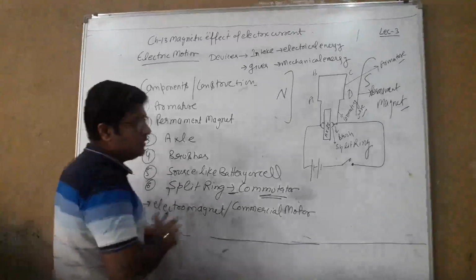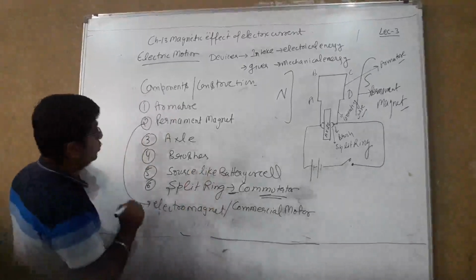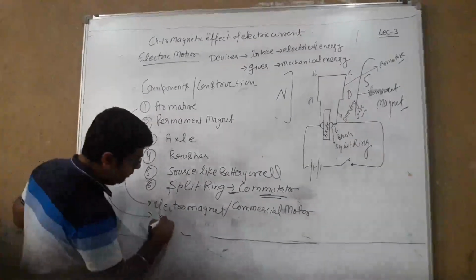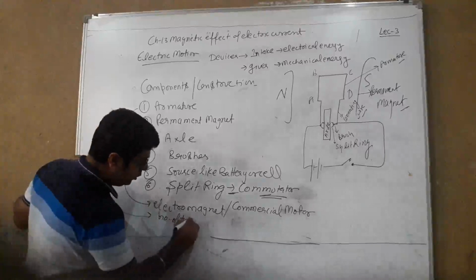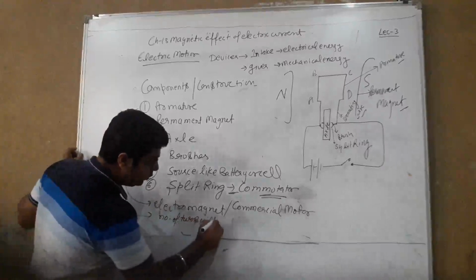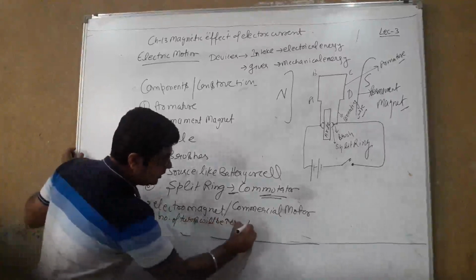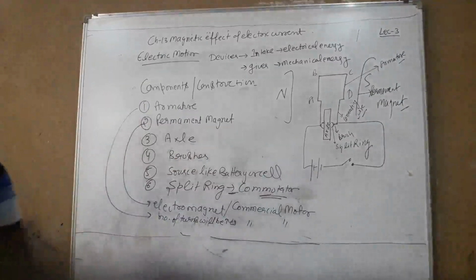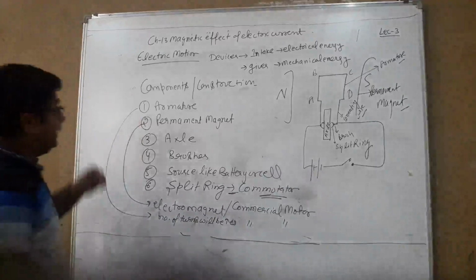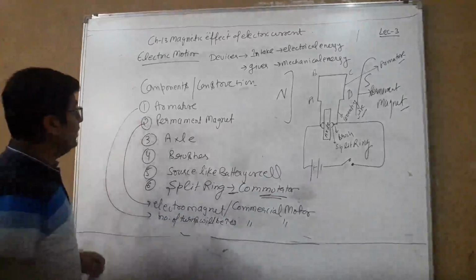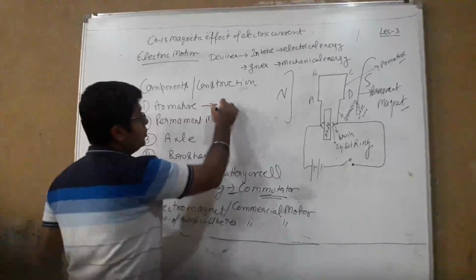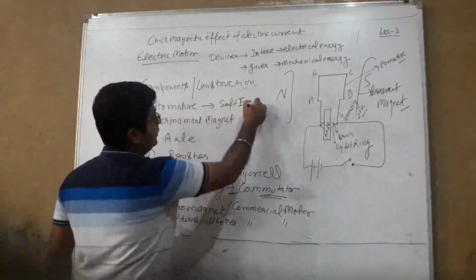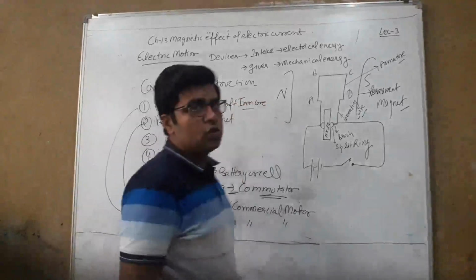Or we can also change the armature. Yes. What are the changes in the armature for commercial use? The number of turns will be increased for a commercial motor. Okay. And one more change which can be done for the armature: we can use a soft iron core. Why are we using a soft iron core?